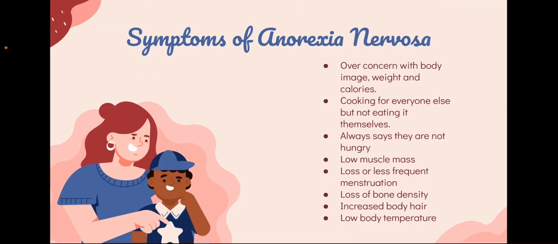Here we'll talk about the symptoms of anorexia nervosa. The first symptom is over-concern with body image, weight, and calories. Cooking for everyone else, but not eating it themselves. They always say that they aren't hungry, even though they might be. They have low muscle mass, and they could lose or have less frequent menstruation. Loss of bone density and increased body hair. They also have low body temperature, which is why they have increased body hair.